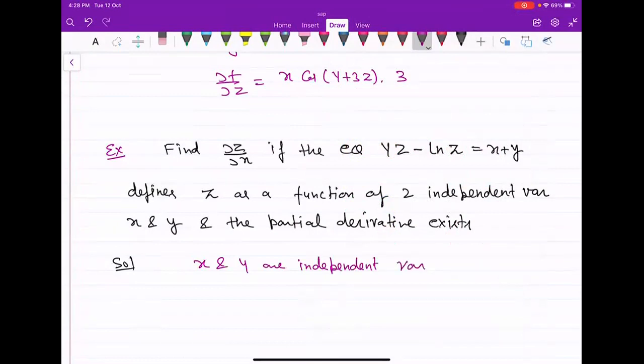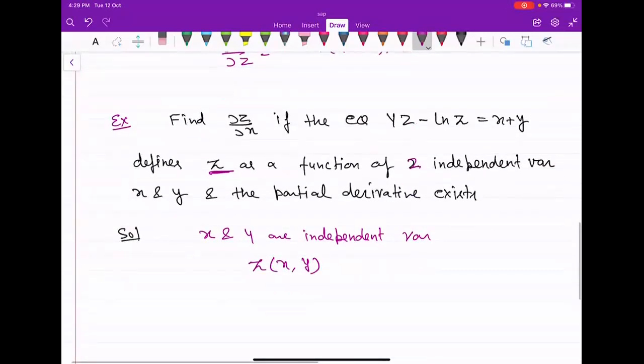This is important. x and y are independent variables, and z is a function of x, y. It is given z as a function of two independent variables x and y. So what you have to do is compute del z over del x. In this case, the equation is given in implicit form. What do you mean by implicit form?